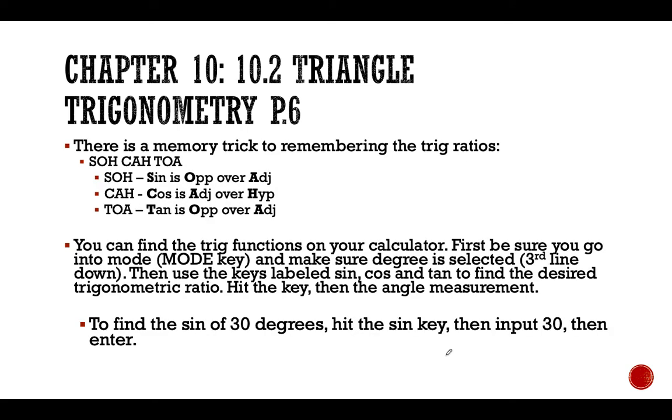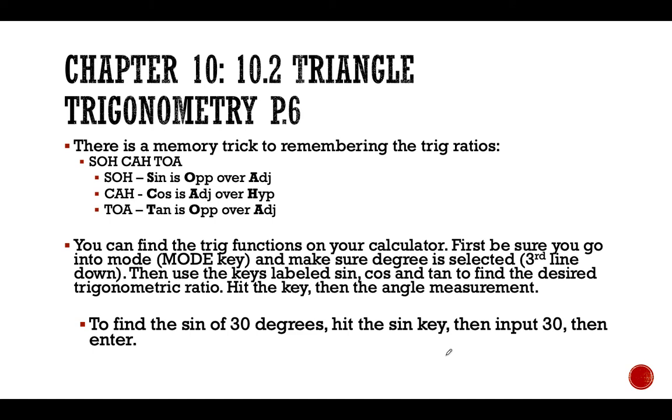There's a memory trick to remembering the trigonometric ratios. SOHCAHTOA. SOH: sine is opposite over hypotenuse. CAH: cosine is adjacent over hypotenuse. TOA: tan is opposite over adjacent.